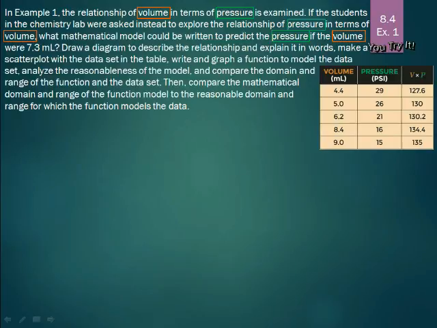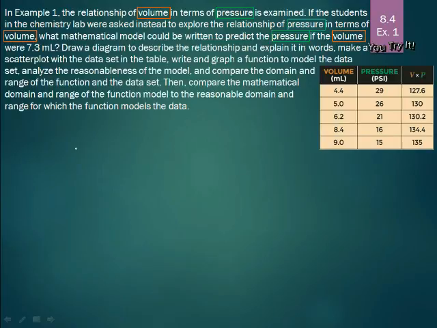Make a scatter plot with the dataset in the table. Write and graph a function to model the dataset. Analyze the reasonableness of the model, and compare the domain and range of the function and the dataset. Then compare the mathematical domain and range of the function model to the reasonable domain and range for which the function model fits the data.